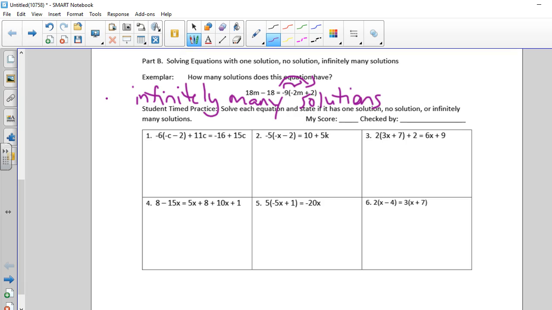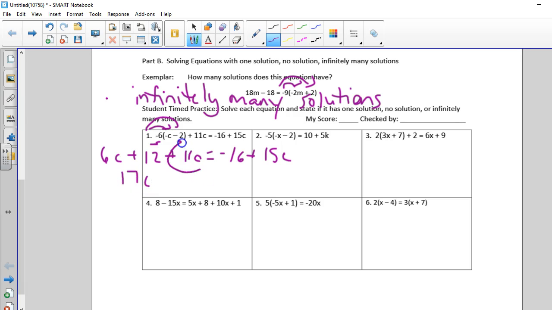The first one has a lot of stuff to simplify. We've got to distribute across those parentheses. So let's do that first. Negative 6 times negative c is 6c. Negative 6 times negative 2 is plus 12. Plus 11c equals negative 16 plus 15c. Well, 11c and 6c are 17c.